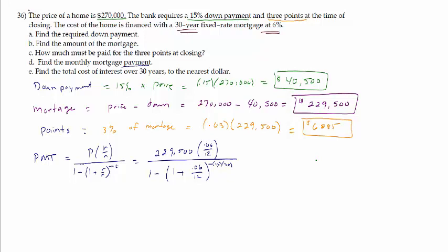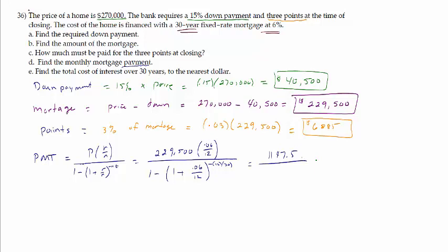This is what you've got to plug into your calculator. There are a couple of tricks to doing it. If you have an answer key or memory storage on your calculator, I would recommend working out the numerator, storing that number or just writing it down, and then working out the denominator. In the numerator, I have to take my $229,500 times 0.06 divided by 12. Do not round your numbers until you get to the very, very end. So I get 1147.5. That's my numerator.